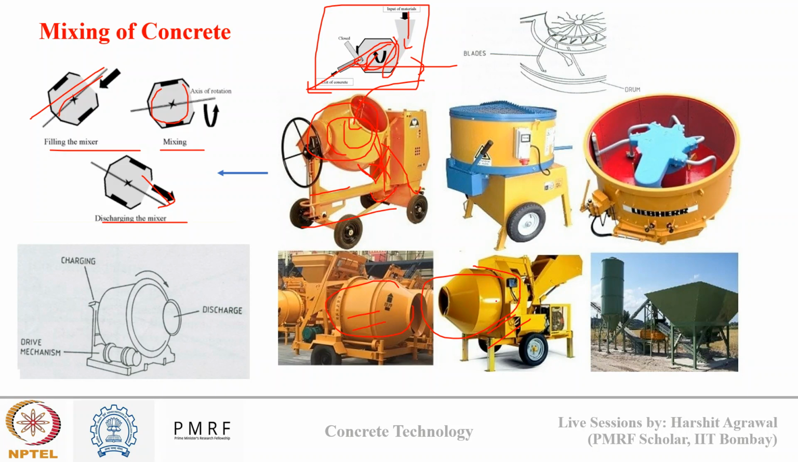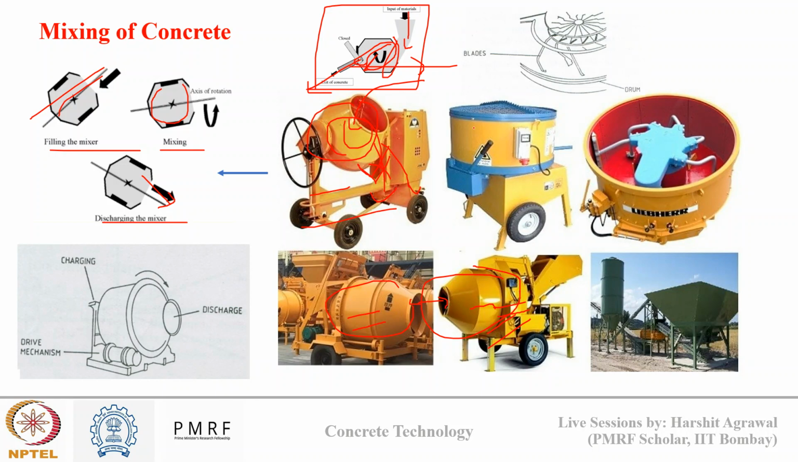Now the third type of drum mixer that we can see is the reversible drum mixer. It is similar to the non-tilting type. What is the difference? When the material is poured and when the material is discharged, the direction of rotation changes. My rotation of the drum is opposite when I am pouring the material and when I am discharging the material. It will rotate in a clockwise direction for mixing, and for discharging it will rotate in an anti-clockwise direction. So that's why it is known as a reversible type mixer.